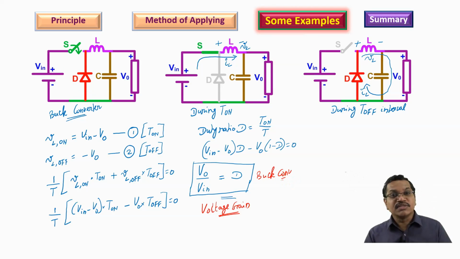Fine. This is the basic idea behind applying the concept of volt-second balance. Initially, we find out the voltage across the inductor during on time, and then we find out the voltage across the inductor during off time. Substitute, and we will get V naught by V in.